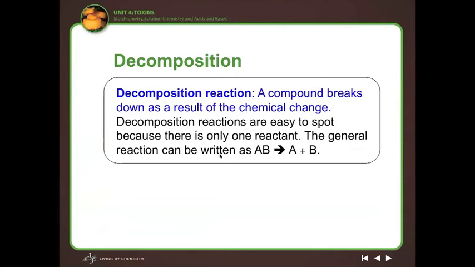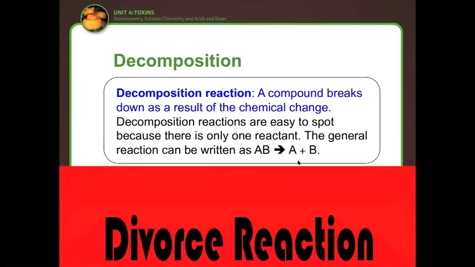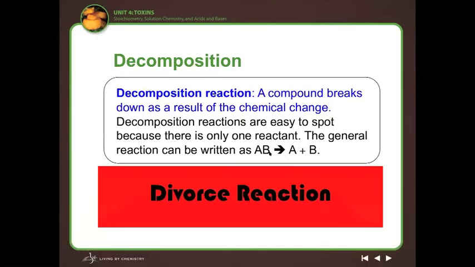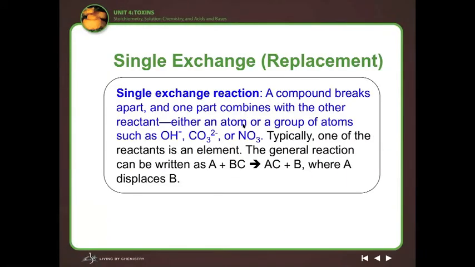Decomposition is when a compound breaks down as a result of chemical change. Decomposition reactions are easy to spot because there's only 1 reactant. They're starting off together and they end up apart. I call this the divorce reaction. You can think of it as breaking up. So they were together, not anymore.